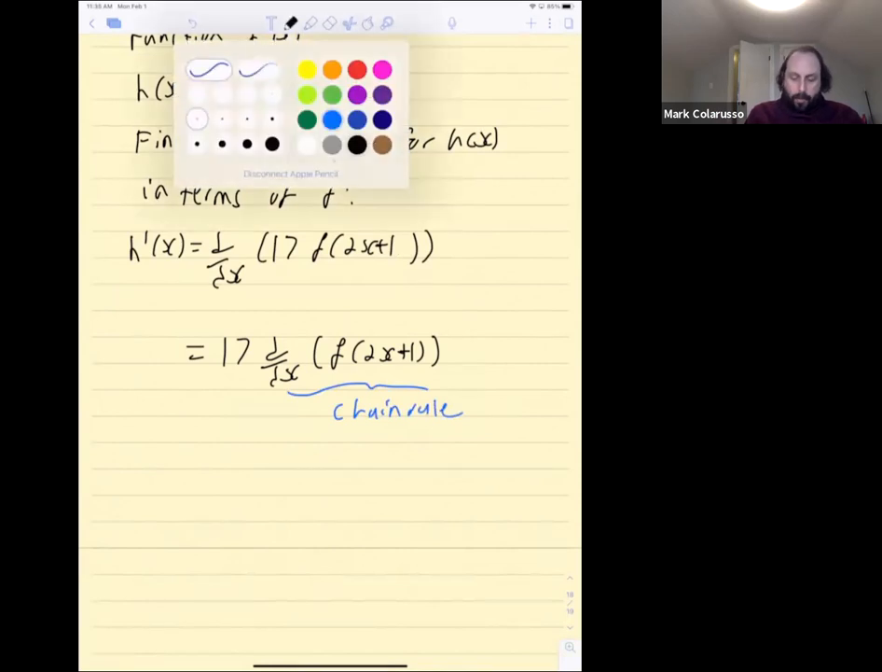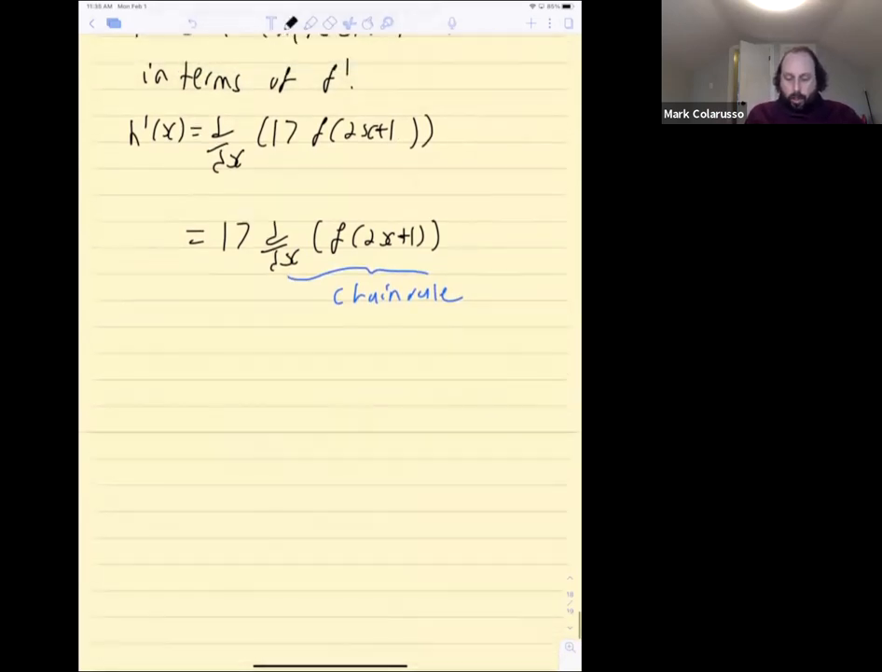But we're given a composition where the outer function is this unknown function f, and the inner function we're told is 2x plus 1. So we don't have to do any decomposing. We know what the pieces are. It's this unknown function f and this 2x plus 1, which is a line. Doesn't get much easier than that, actually. So this is 17, the derivative of the outer at the inner, whatever that may be, then times the derivative of the inner.